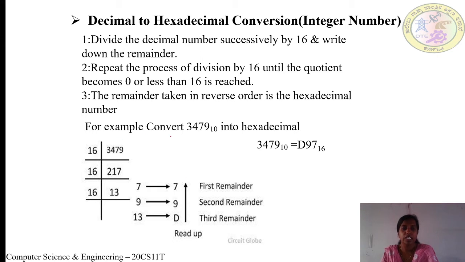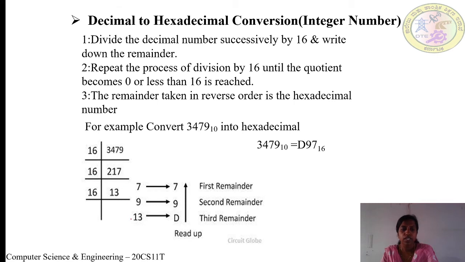Take for example, convert 3479 base value 10 into hexadecimal. So take the decimal number 3479 and divide it by 16 according to the first step. We will get the quotient 217 and remainder 7. Again divide 217 by 16. We will get the quotient 13 and remainder 9. Hence here we can stop dividing further because 13 is reached, less than 16.